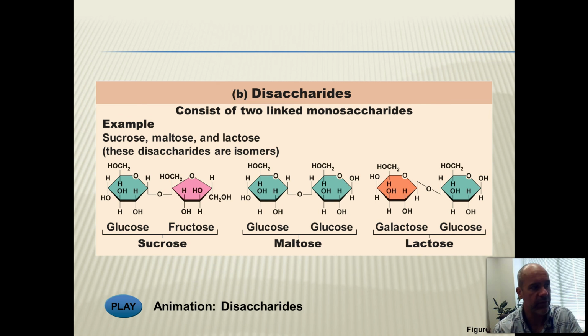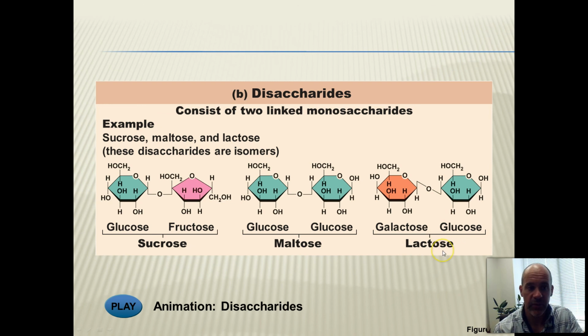We already took a look at sucrose on the last video lecture. Sucrose is a disaccharide, and it consists of a glucose bonded to fructose. Maltose is a disaccharide where you have 2 glucose molecules bonded together. That's pretty common. You'll even see that as an ingredient added to foods.